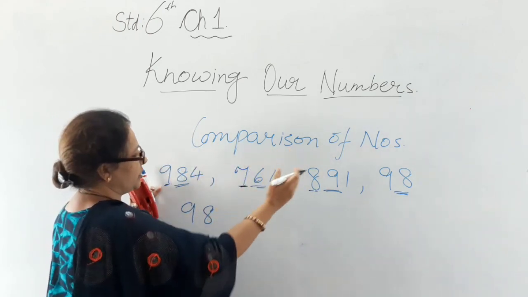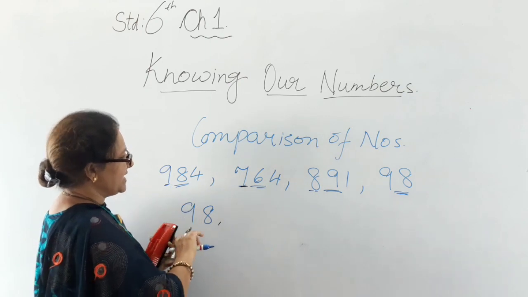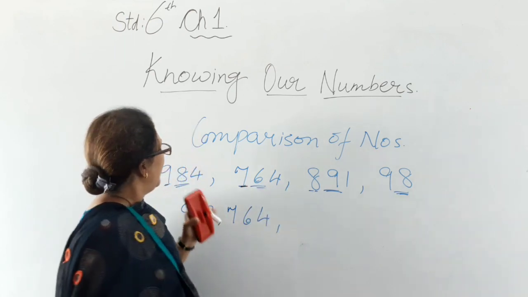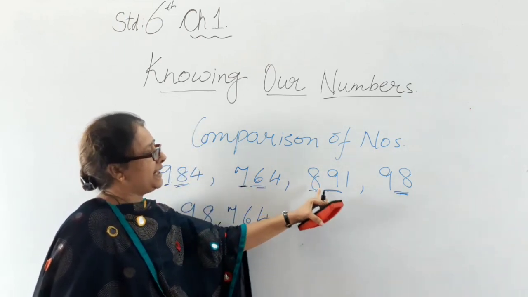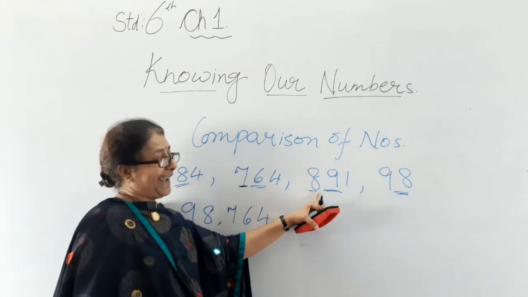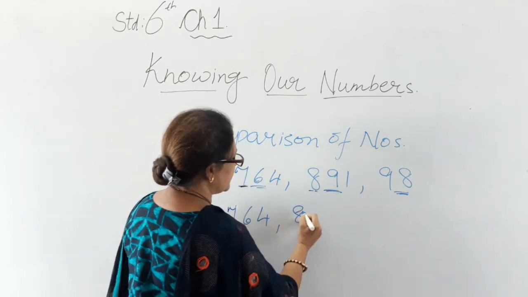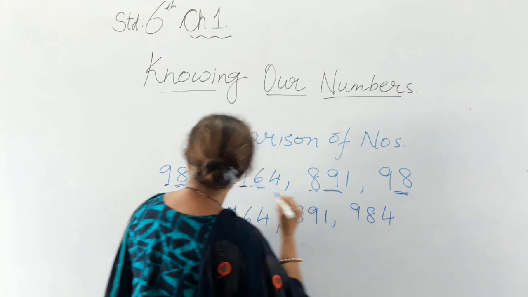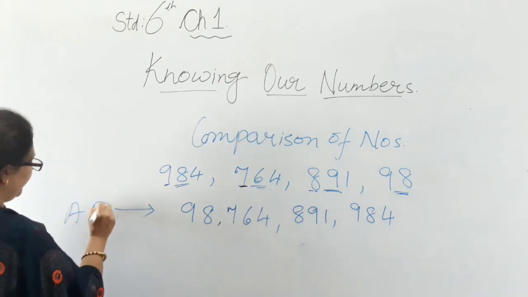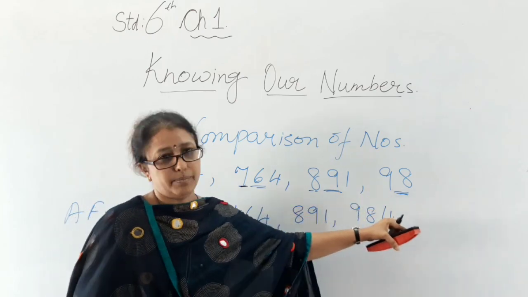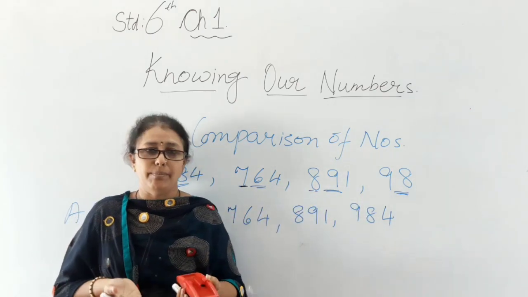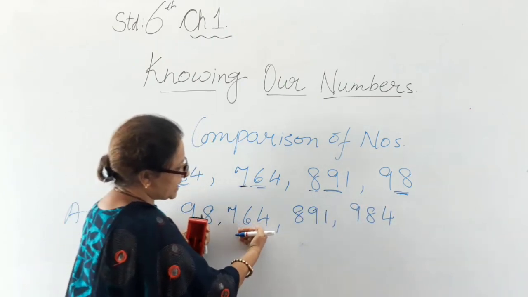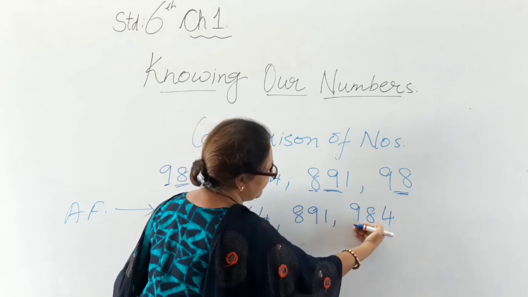We have compared the first digit. So my second number is 764. Then I will compare the first digit of 8 and 9. Here I come to know that again 8 is smaller than 9. So my third number is 891 and the left out number is 984. So this is my ascending form, where I compare the 4 different numbers, seeing the 2-digit and 3-digit numbers. So my answer is 98, 764, 891 and 984.